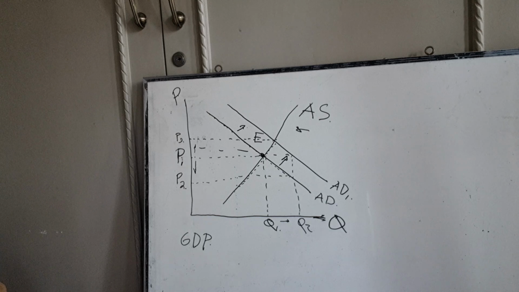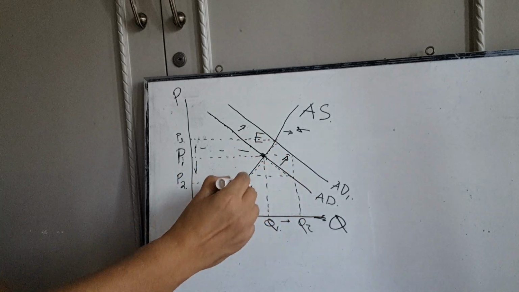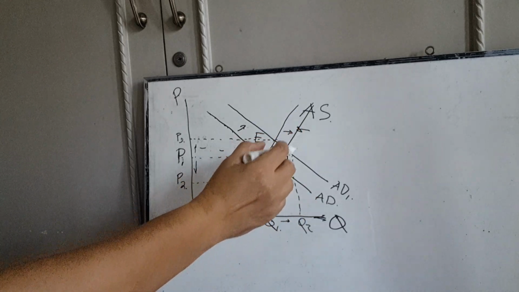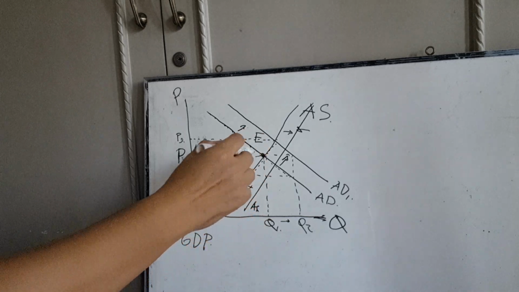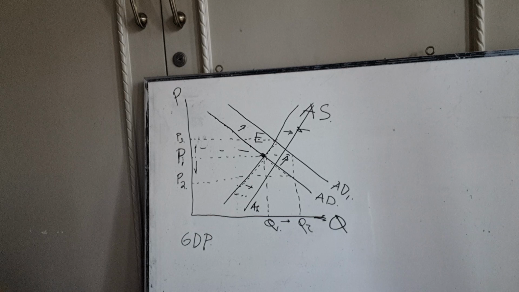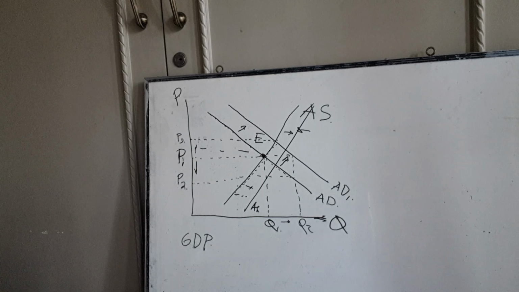And what makes the aggregate supply shift is also usually shifting to the right here. So this is aggregate supply one. So the aggregate demand and aggregate supply can move along the curve or can also shift to the right or to the left. Okay, I think that's all for the supply and demand curve.